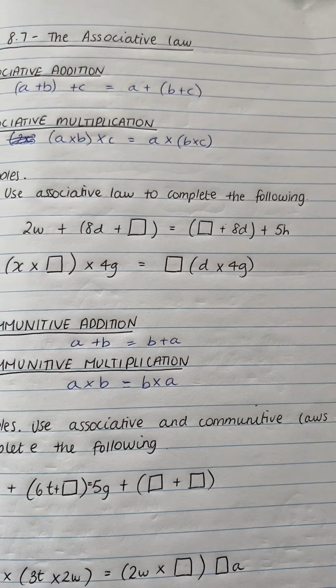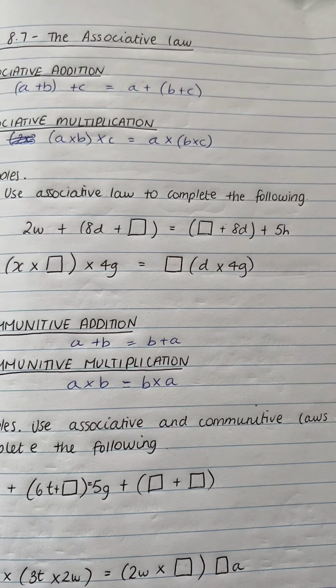And it's the same for multiplication. So associative multiplication is the same thing. So a multiplied by b in brackets multiplied by c is equal to a multiplied by b multiplied by c inside brackets. Okay, so here you have a and b in brackets and here you have b and c. You can substitute the same numbers in for each letter and you will get the same answer for those. So let's just put that into practice.